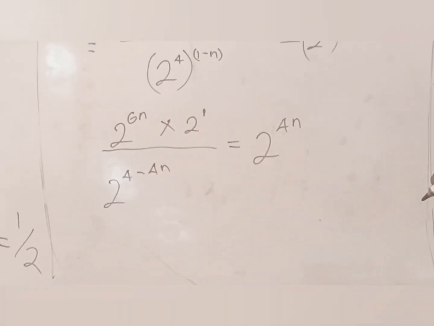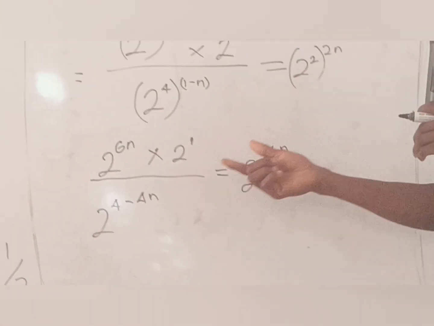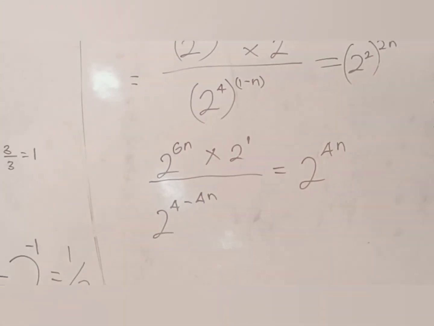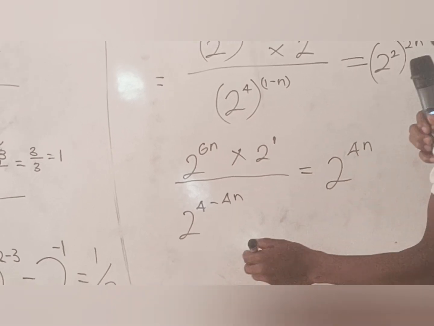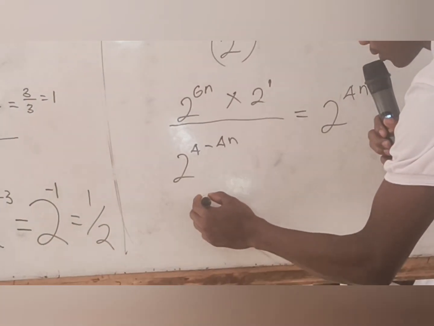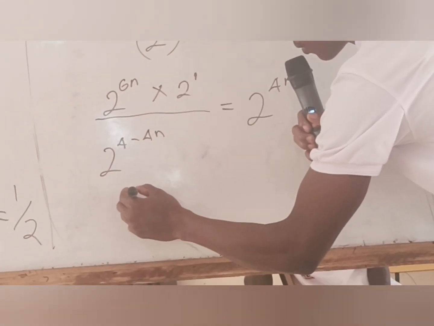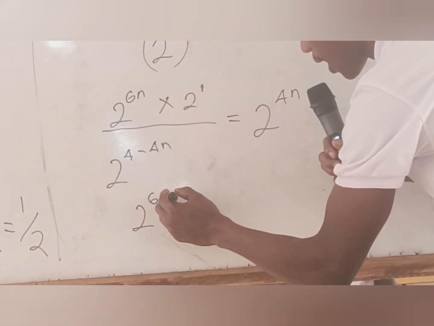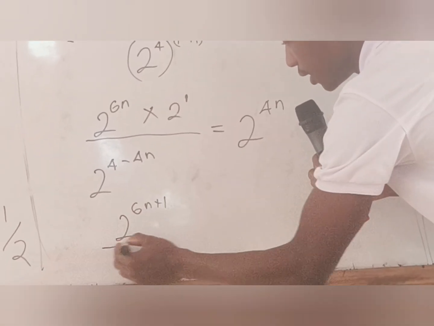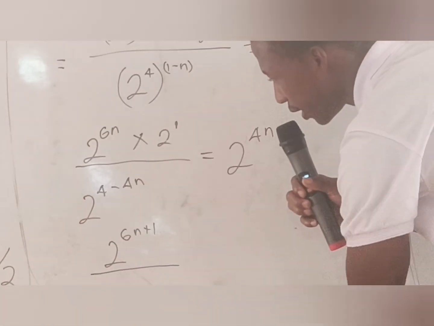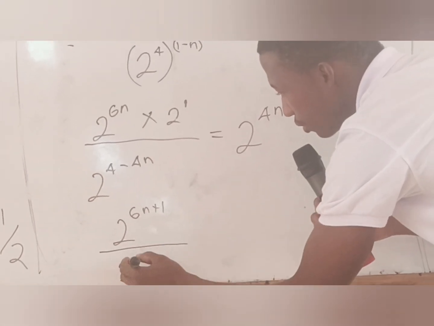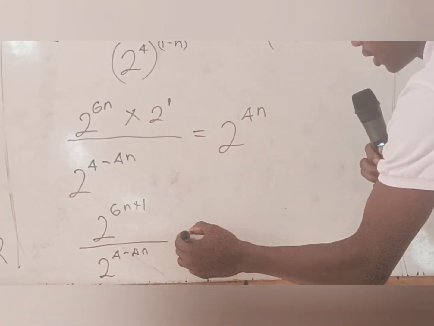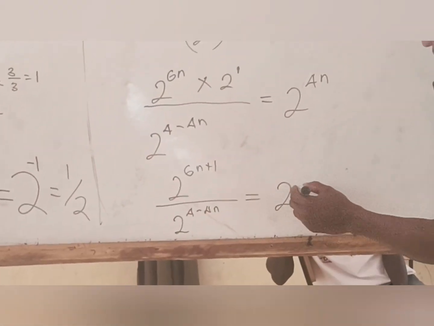Good. So now from here, we can see that in the numerator we have the same bases and they are multiplying, so we add the powers straight away. We write one of the base, then we add the powers. Dividing by the denominator, we have 2 to the power 4 minus 4n. All equals to 2 to the power 4n.